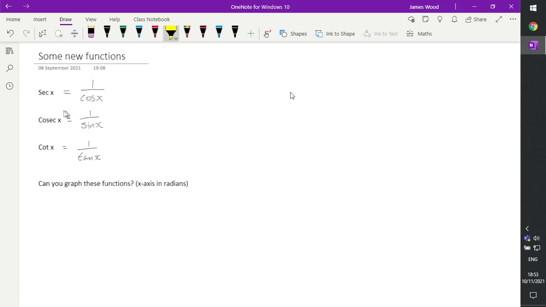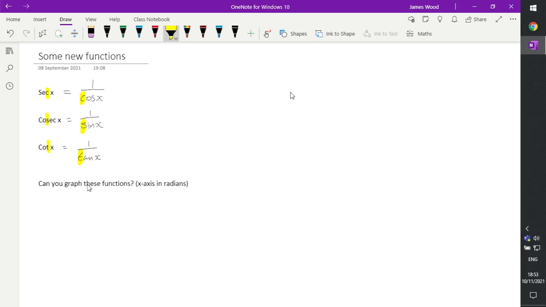But the way to remember it is to look at the third letter. So sec, the third letter is c, so it's cos. Cosec, the third letter is s, so it's sine. And cot, the third letter is t. Okay, so that will help you remember it.